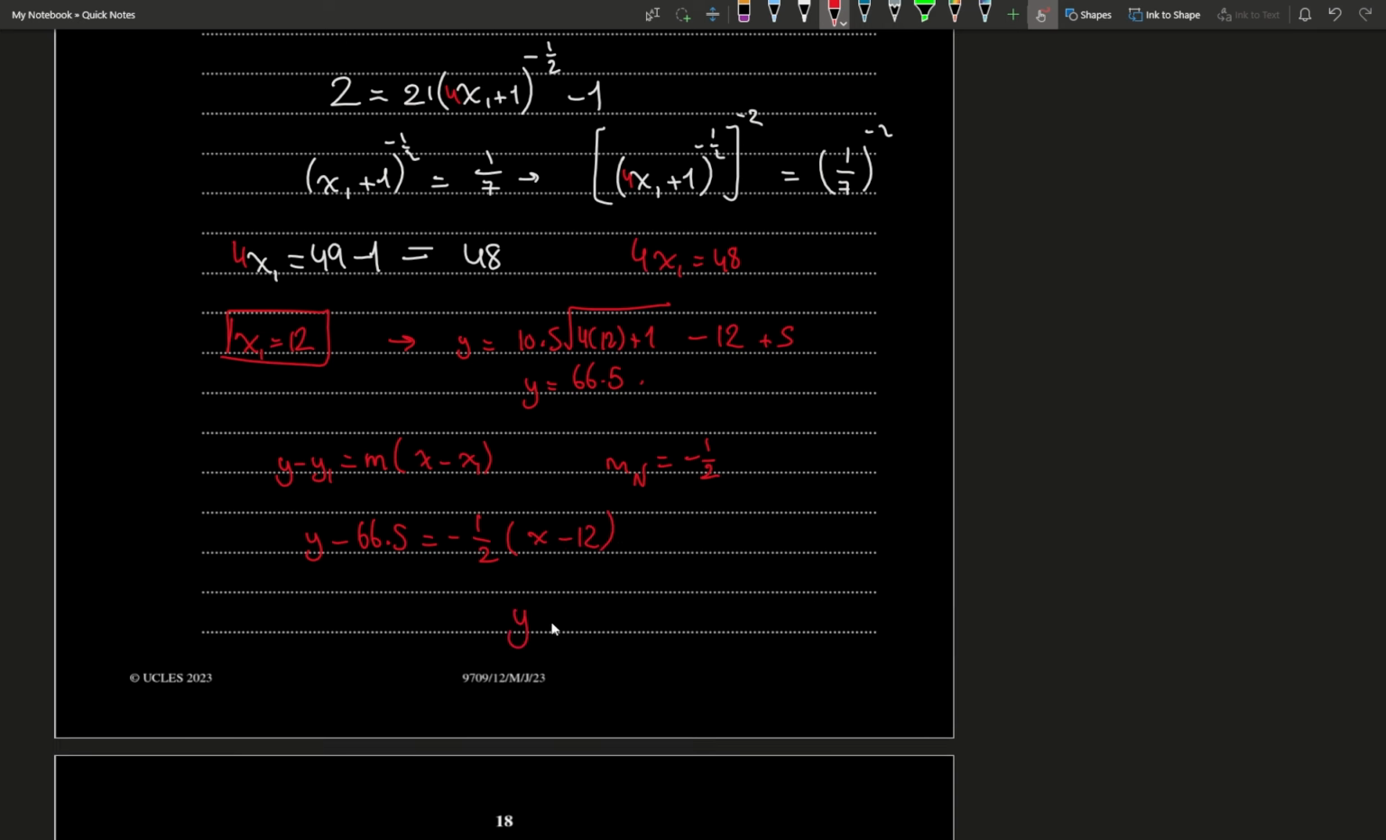Tidying up, you'll end up with y being equal to negative x over 2 plus 6 plus 66.5, that's equal to 72.5. Alhamdulillah, we have finished this paper.